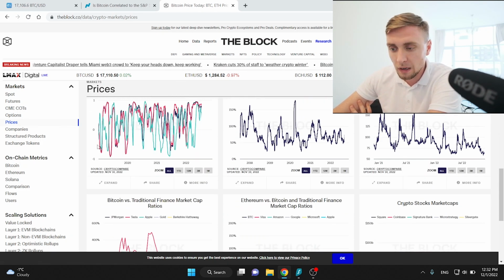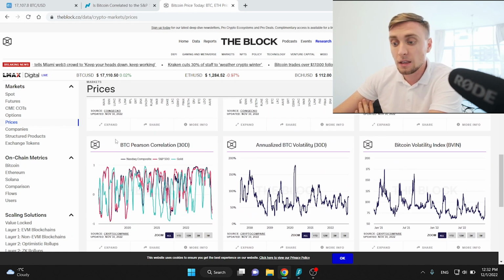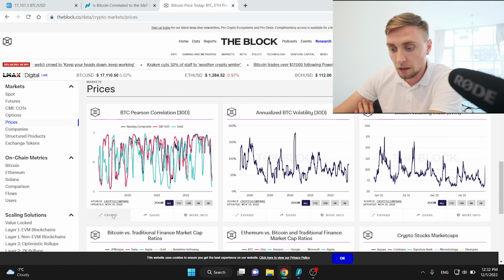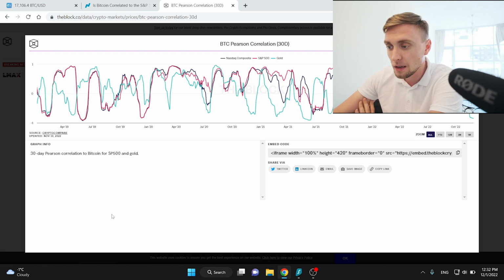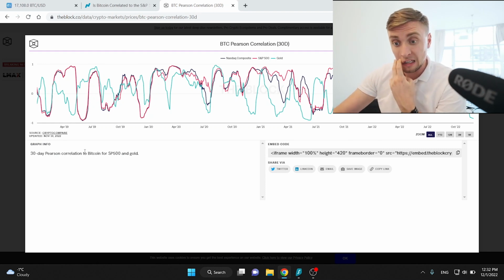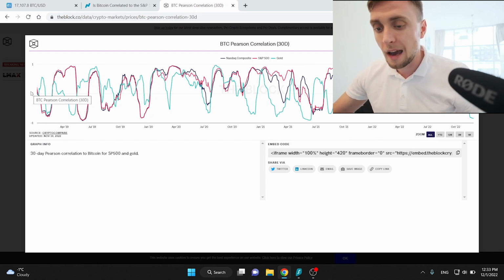And I found a very interesting point here. It's called BTC correlation. When we expand it, we can see the things that I was talking about in the beginning of the video. So this is the correlation between the instruments. You see 0, it means uncorrelated.